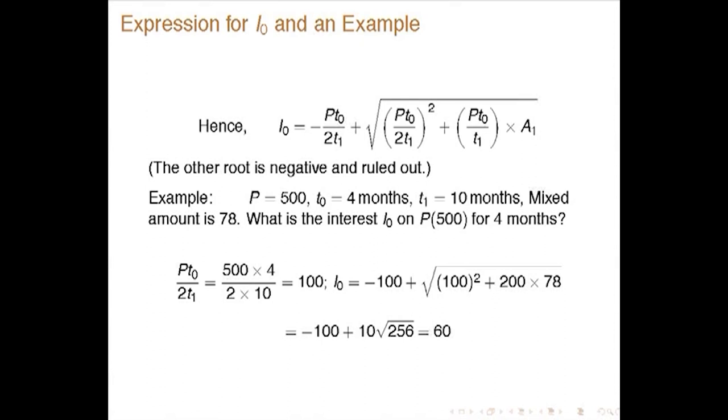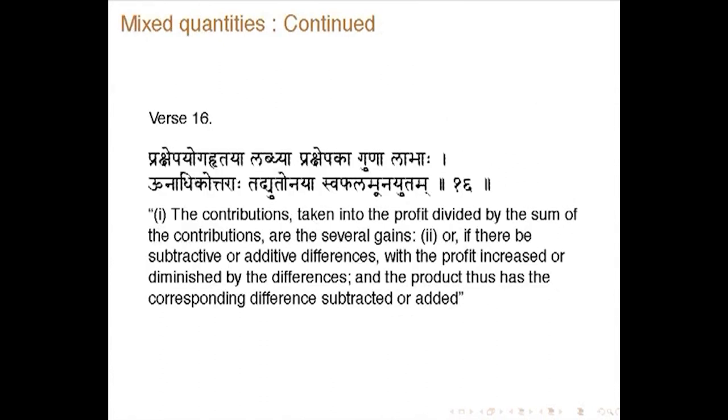Suppose P is 500, T0 is 4 months, T1 is 10 months, then the mixed amount is 78. That is, what the second borrower has to return to the first borrower, the amount he borrowed plus the interest on that, is 78. Then what is the interest I0 on P for 4 months? Clearly, using this formula you get 60. So, already some sophistication has come.